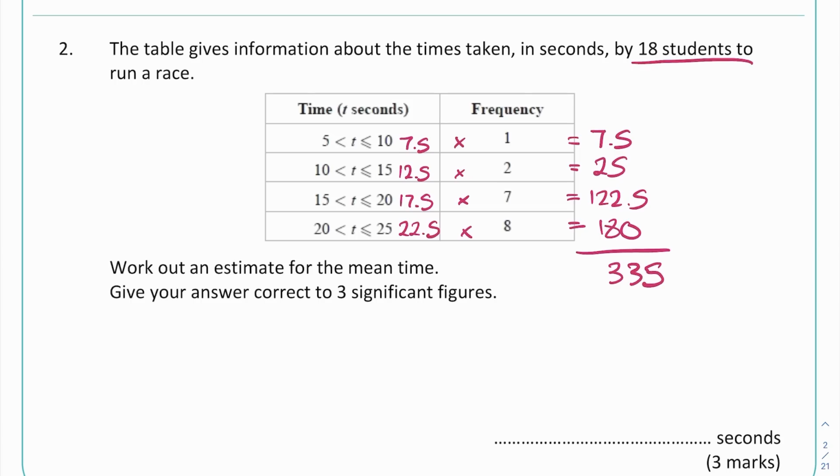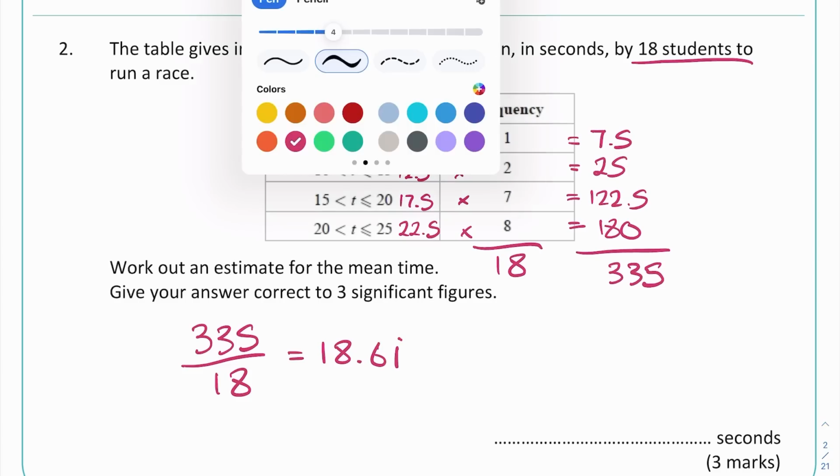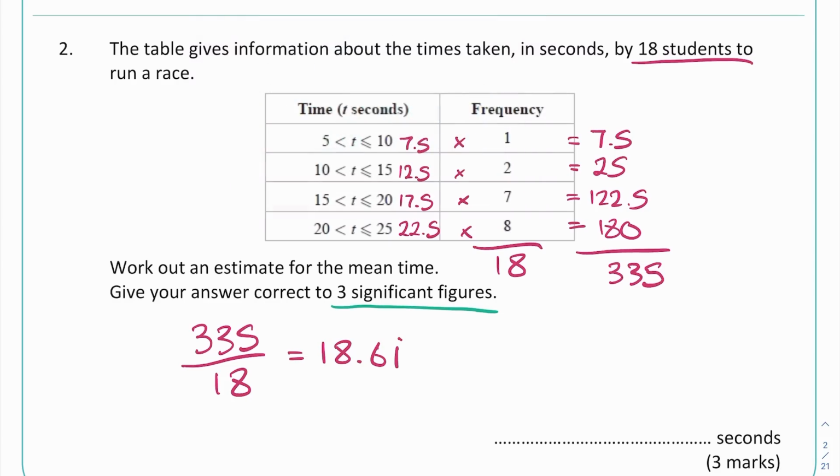And it says in the question that there are 18 students, but of course we could find that from the total frequency. So if the total is 335 and there are 18 students, we can do 335 divided by 18 on the calculator, and we'll get the answer 18.61, the ones recurring. It wants our answer correct to 3 significant figures. So 1, 2, 3, that chops it off after the first decimal place.